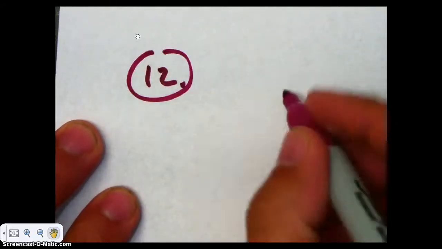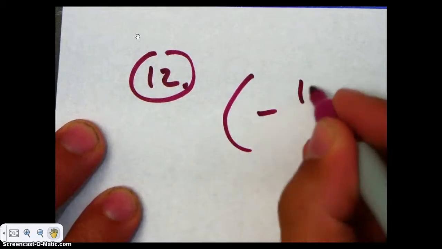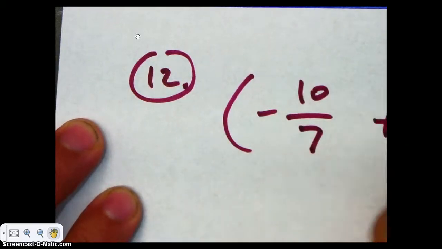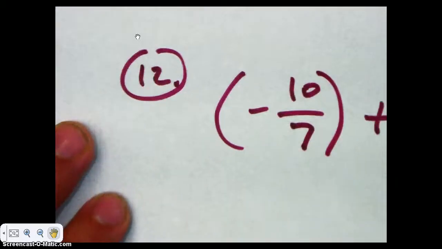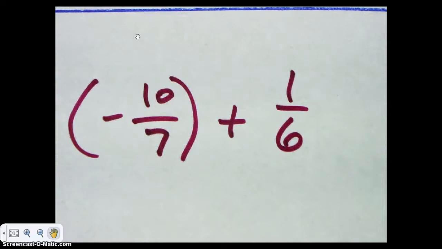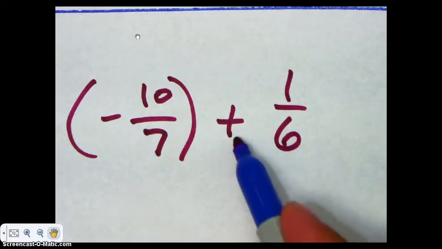All right, let's do another couple of problems. Let's do number 12. 12 says negative 10/7 plus 1/6. If you notice, this is already addition.